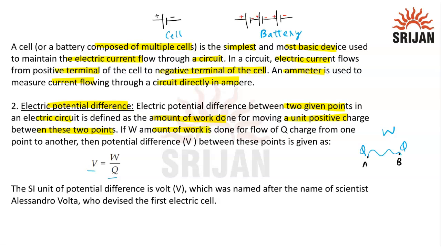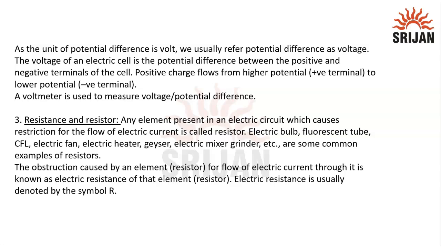So if W is the amount of work done for the flow of Q charge from one point to another, then the potential difference is V equals W upon Q, and its SI unit is volt, which was named after the scientist Alessandro Volta, who devised the first electric cell. As the unit of potential difference is volt, we usually refer to potential difference as voltage. Generally we say in our homes as well that voltage is down or voltage is up. That is just because of potential difference only.